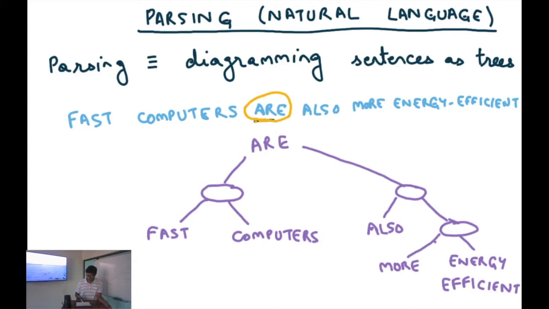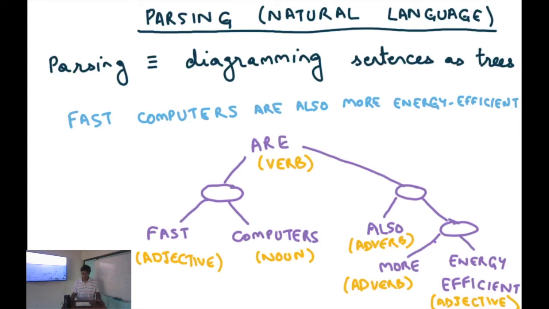So we can think of it as though it's a tree. We can represent the structure of the sentence as a tree, where the root of the tree is the verb on which the entire sentence hinges, and on the left hand side of this node, are, we have the noun, and the noun itself is divided into an adjective and a noun, right? So fast computers, and on the right hand side we have also more energy efficient, right? So more is an adverb, and energy efficient is yet another adjective. All right.